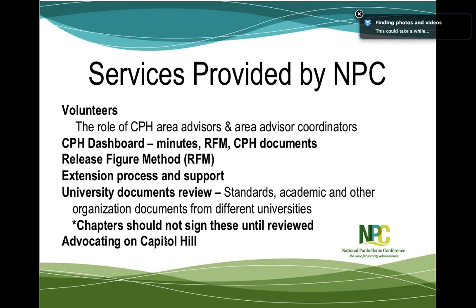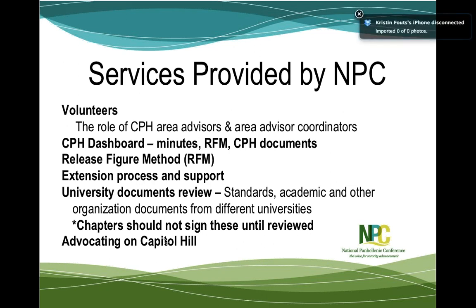All right, so talking through some of these services and resources that are offered by NPC. First and foremost are volunteers. I've talked a little bit about what delegates do, but College Panhellenics, outside of its executive committee and outside of its office staff, the work, just like within Kappa, is done mostly by volunteers. Volunteers in Panhellenic are area advisors and area advisor coordinators. Just as I mentioned when I introduced myself, I work with 6 campuses in southern and central Michigan. So that is my area as an area advisor.